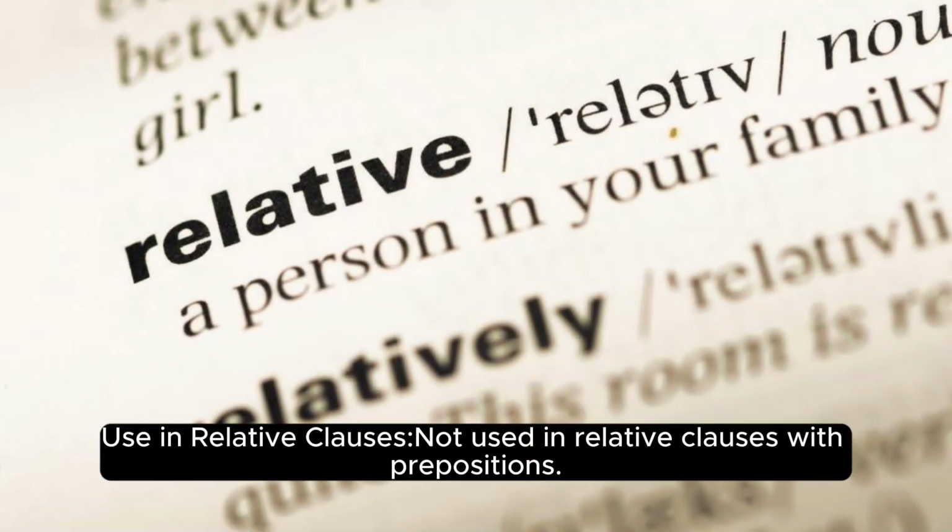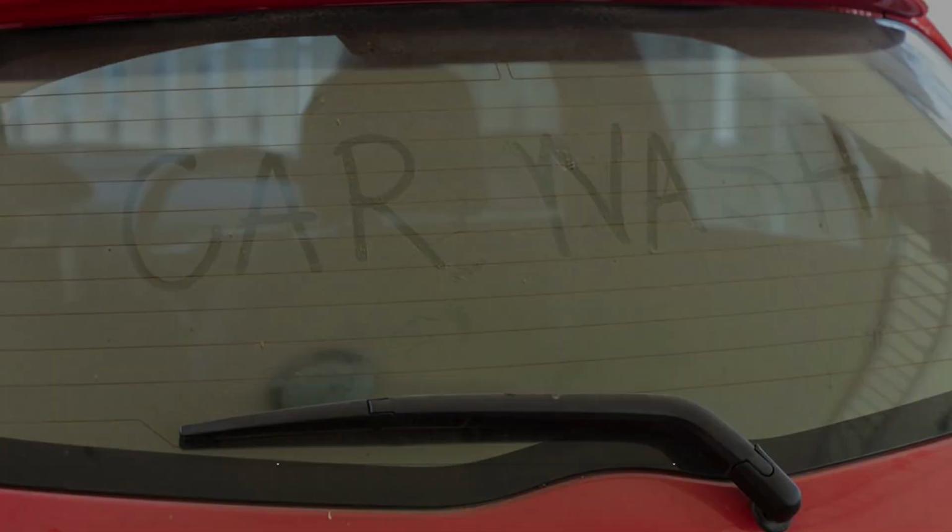Use in relative clauses, noticed in relative clauses with prepositions. Das ist das Auto, mit dem ich zur Arbeit fahre. This is the car I drive to work.